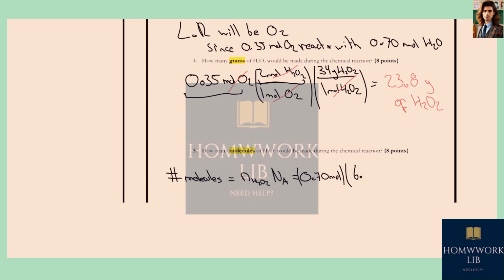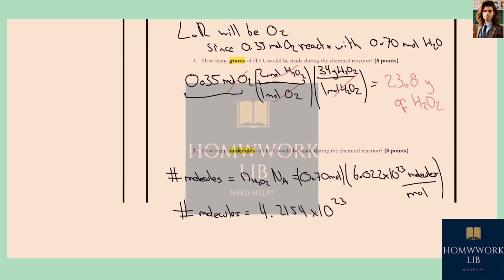times Avogadro's number, which tells us that we're going to have 6.022 times 10 to the 23 molecules per mole. Which corresponds to 4.2154 times 10 to the 23 molecules.